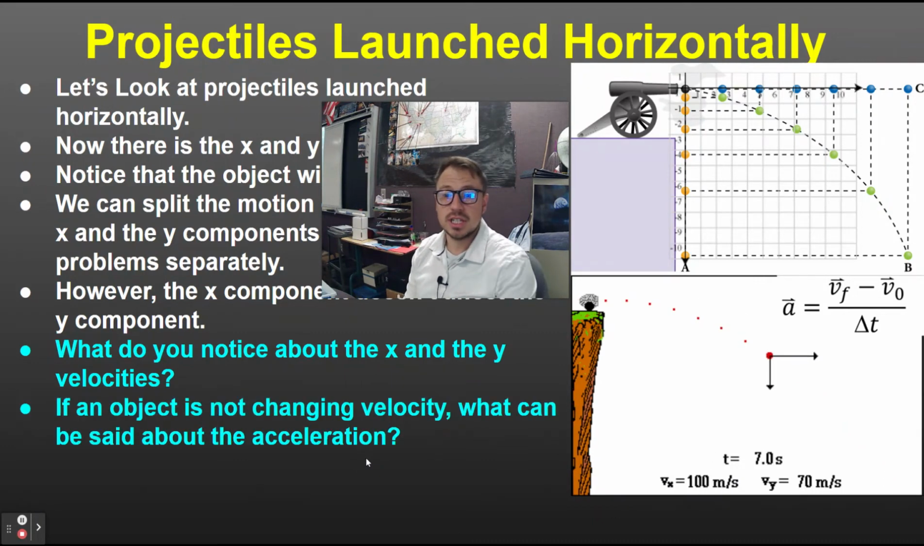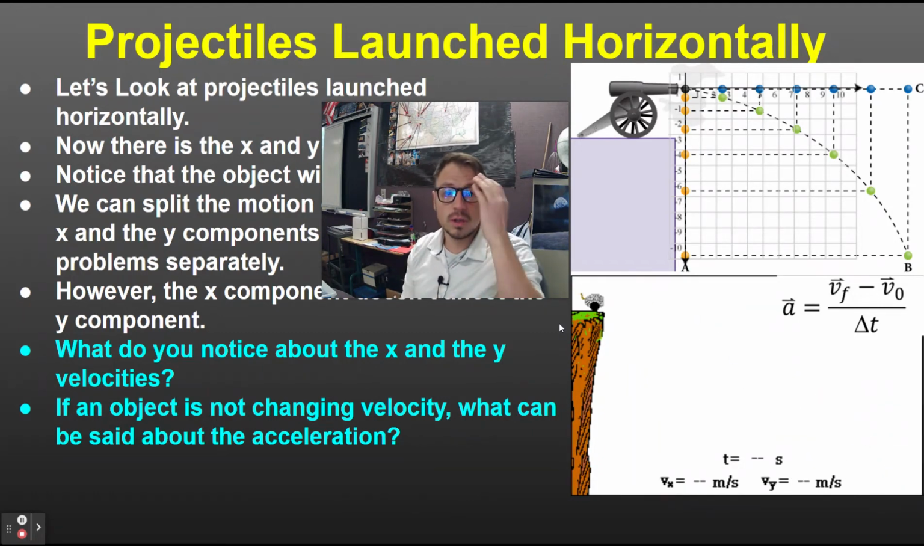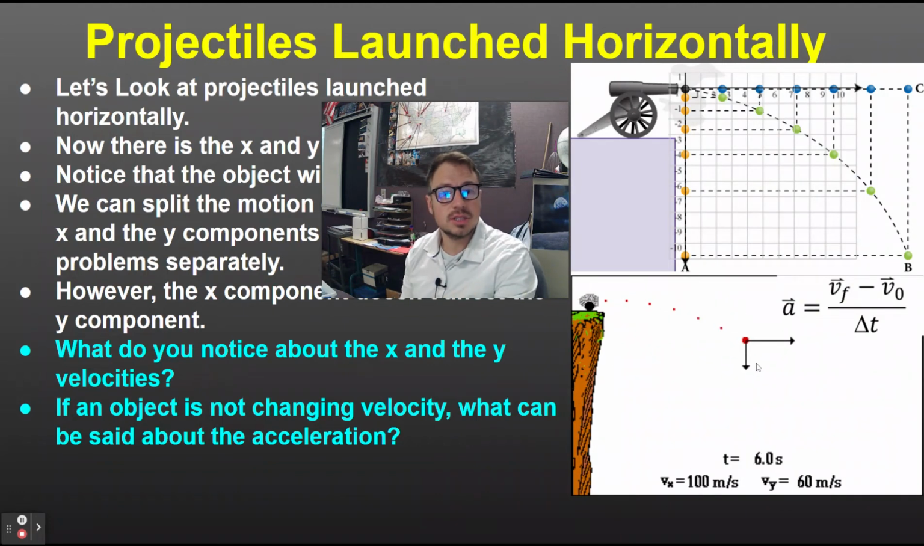So if an object is not changing velocity, what can be said about the acceleration? Well, if the velocity is not changing, the acceleration is zero. So yes, it's accelerating in the y direction, right? We can see that it's getting faster and faster. That arrow is getting larger and larger. But in the x direction, so going left to right, that horizontal motion remains the same. It's not speeding up or slowing down.